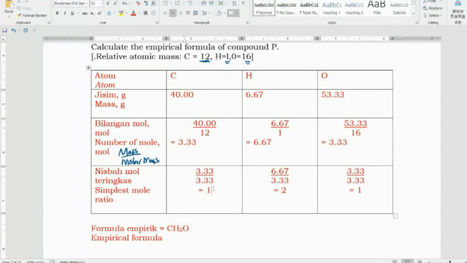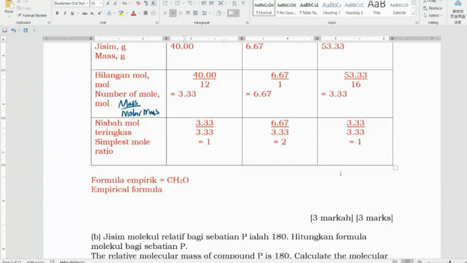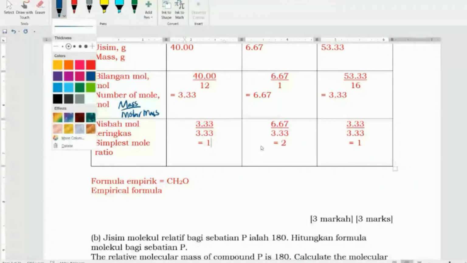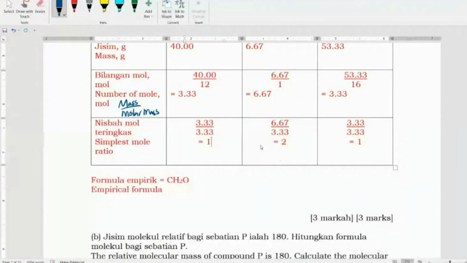Okay. So class, some extra information here. Let's say after you divide by the smallest number, you get 1.5. Yeah, 1.5. Like this, you cannot round to 2. So you have to times 2. This means all must times 2. So you get 3. Okay, right?